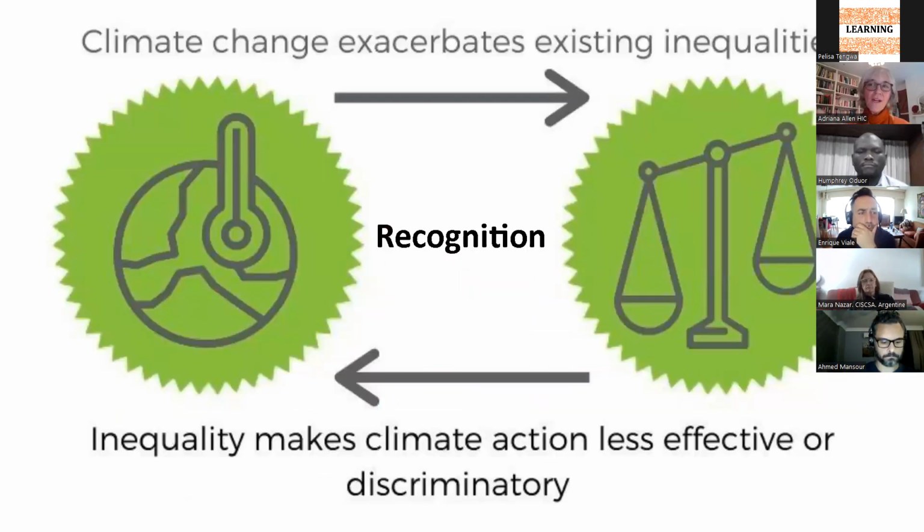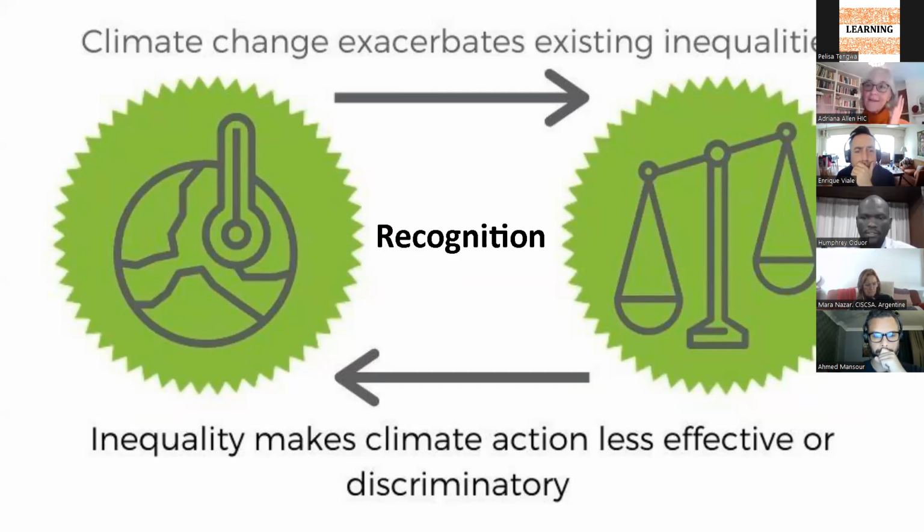If one of the questions is that of fair distribution, a second key question that the climate justice movement highlights and fights for is one of recognition. And this is important because in a way, this synthesis is basically saying that if climate change exacerbates existing inequalities and also produces new ones, it is also important to acknowledge that inequality makes climate action less effective or discriminatory. In other terms, there are two sides that are completely linked.